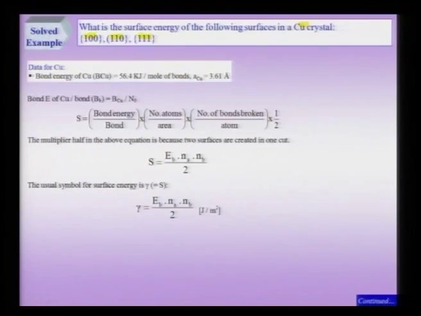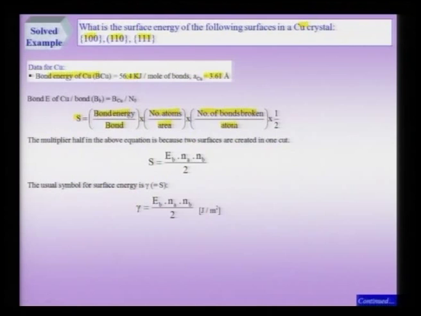Now, the data we require is the bond energy per bond of this crystal, B subscript Cu, which is 56.4 kilojoule per mole of bonds, and the atomic lattice parameter of copper is 3.61 angstroms. I will use the formula as before, which says that the surface energy, in joules per meter square, is the bond energy per bond multiplied by the number of atoms per unit area and the number of bonds broken per atom.